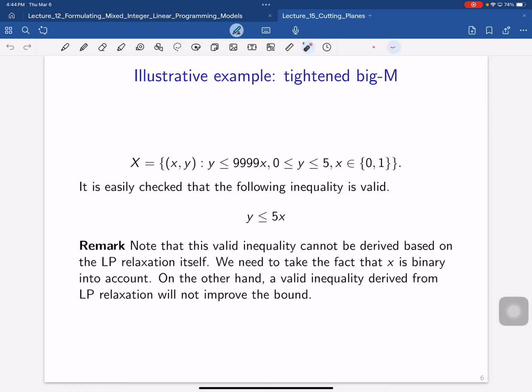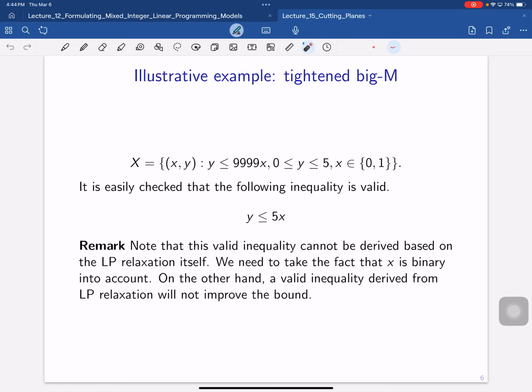The first few examples I gave will be related to deriving some valid inequalities or cutting planes from logic, right? So based on your intuition, you can already derive these inequalities just based on the fact that some of the variables are binary, right?